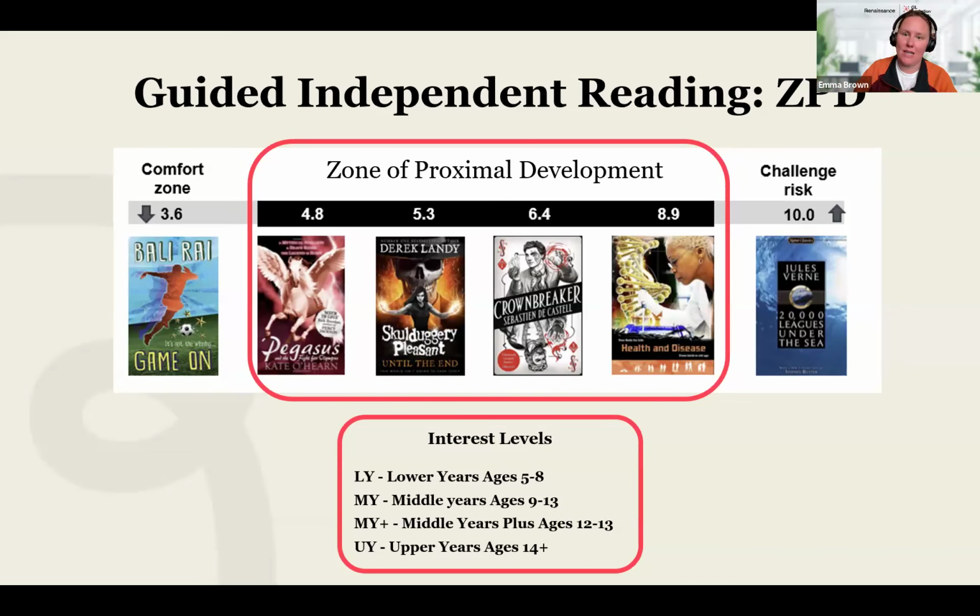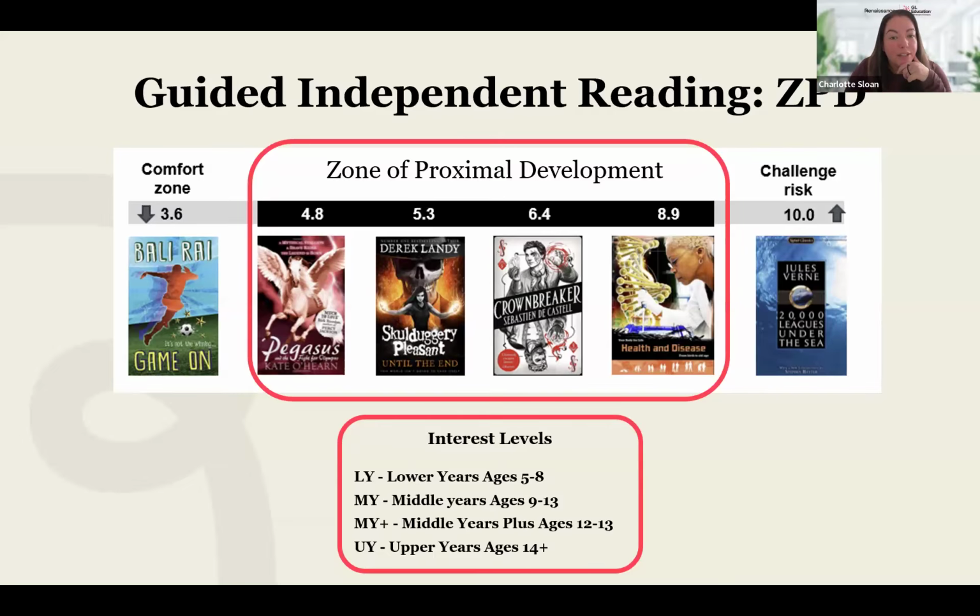All of our texts on Accelerated Reader are marked by this scale. They're given an ATOS number and an interest level, and then the students from the STAR assessment are given this reading range, within which they can find texts. That's how it works for us.